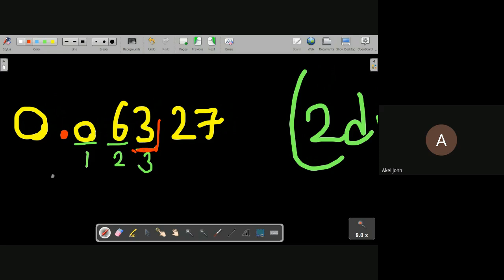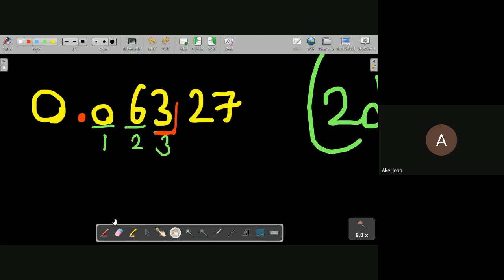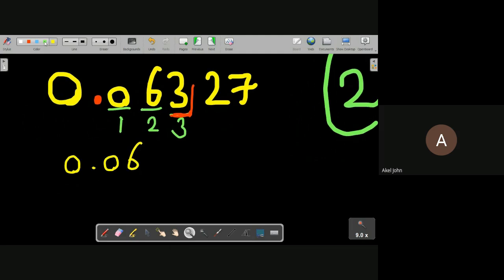So now we're going to get rid of it, and this would just leave 0.06, right? So I'm going to write it below. That's going to be 0.06, and you could then count the decimal places.